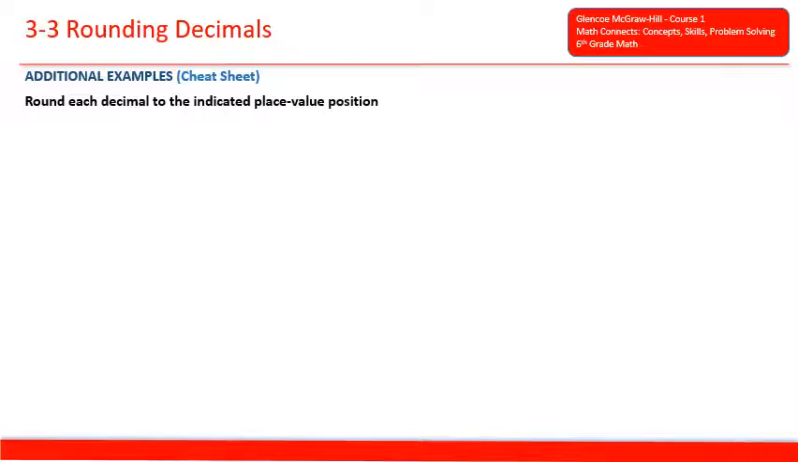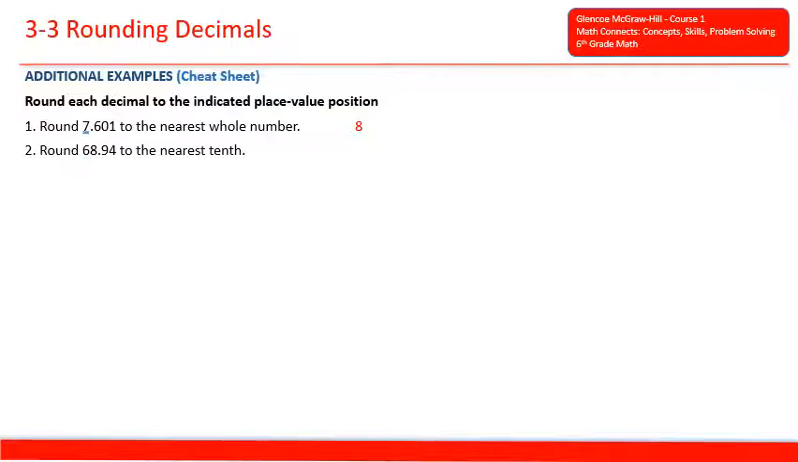Additional examples, round each decimal to the indicated place value. Round 7.601 to the nearest whole number. So the whole number is 7. The number to the right of that is 6. That's 5 or greater. So we're going to round up to 8.